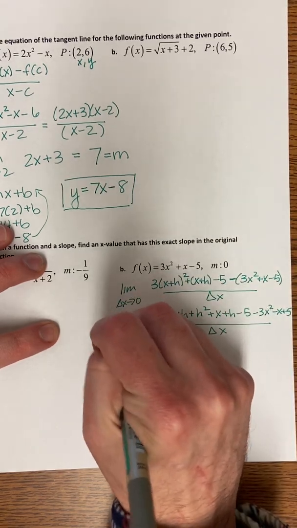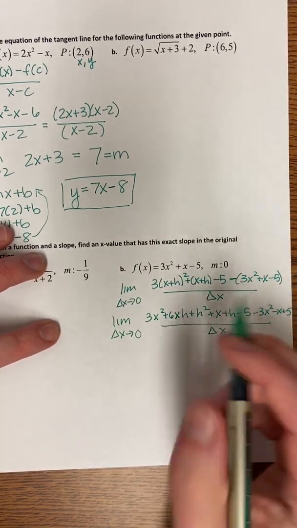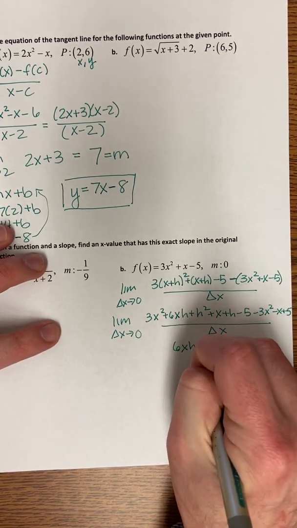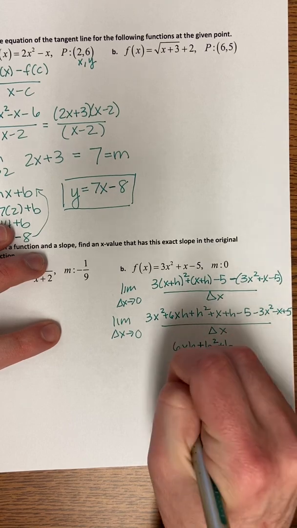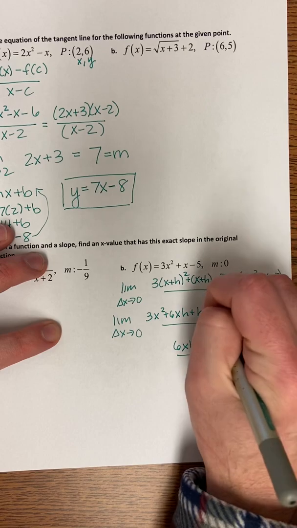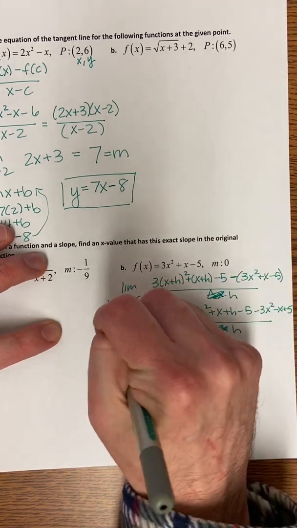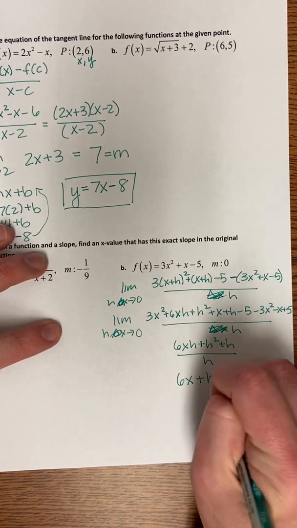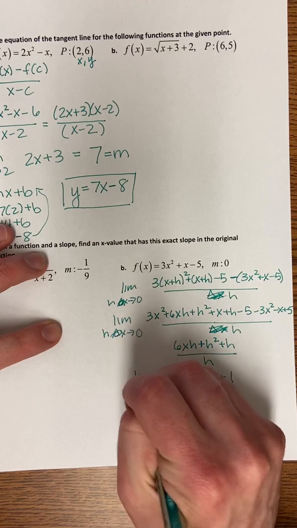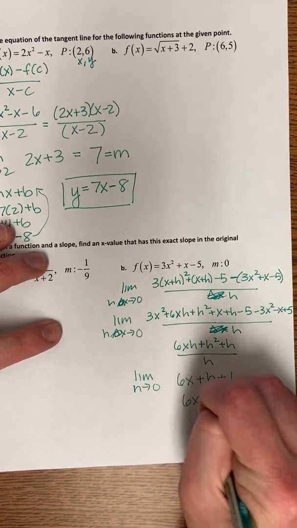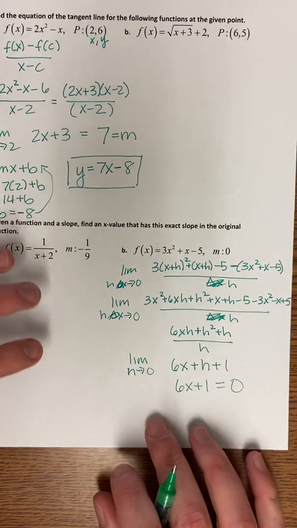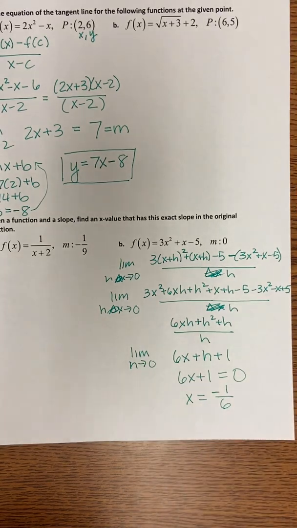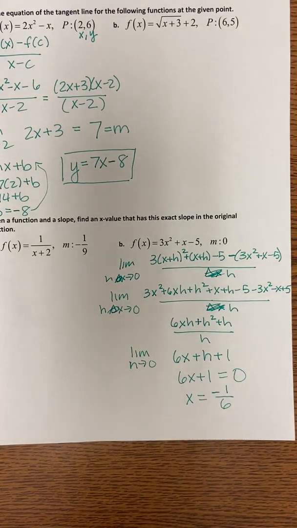And taking the limit, we can clean this up. The 3x squareds cancel, the x's cancel, and the 5's cancel, so we have 6xh plus h squared plus h. We're going to call this over h. I don't know why I'm mixing my forms here, but we'll call them all h. And if we clean this up, this is 6x plus h plus 1. The limit as h approaches 0 is just 6x plus 1, and I need to see where that's equal to 0, and that will be where x is negative 1/6. And that means at an x value of negative 1/6, the slope is 0.